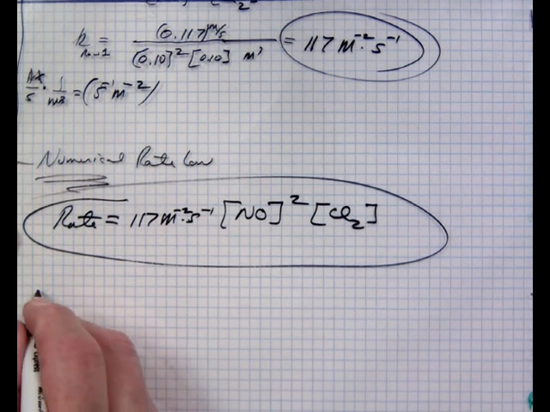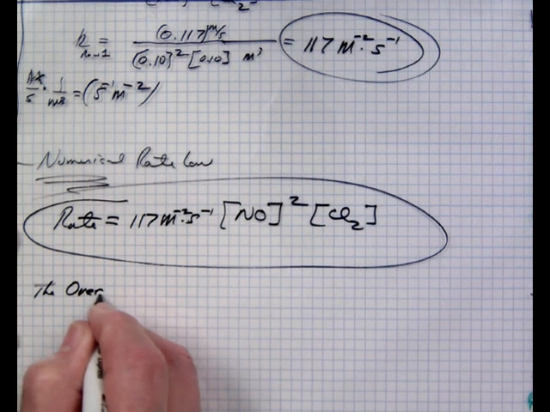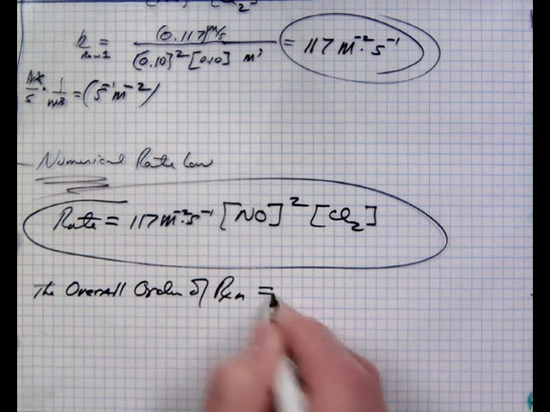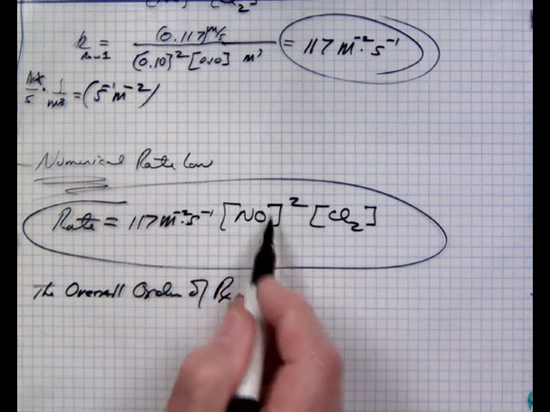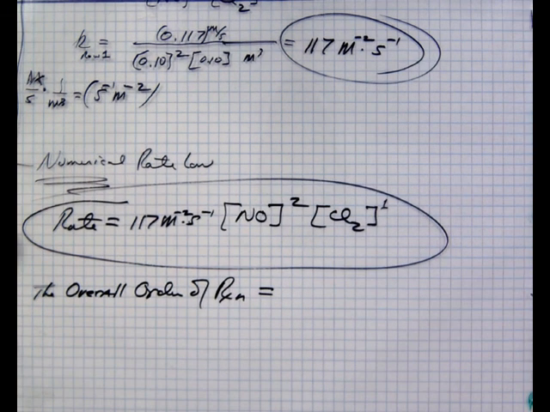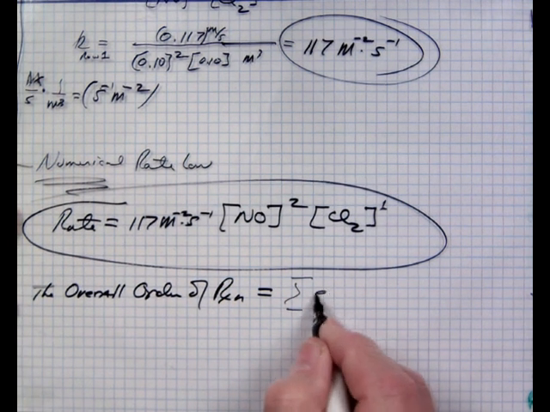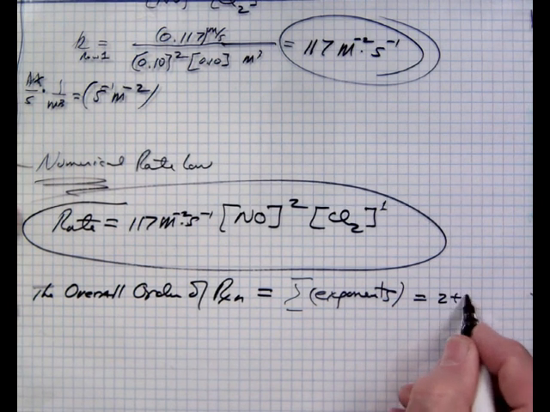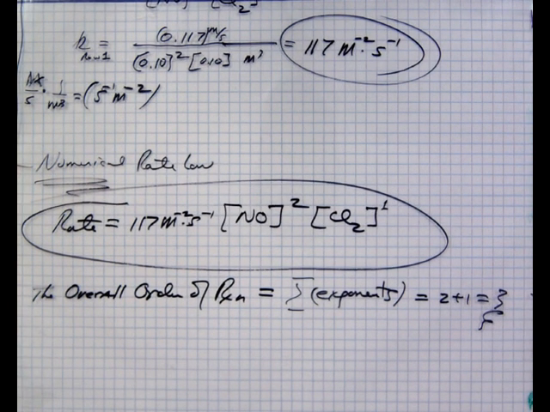Okay, the overall order of reaction. This is the order of reaction for nitrous oxide. This is the order of reaction 1 for chlorine. But what's the equation overall order of reaction? It's the sum of the exponent values, which is simply 2 plus 1, 3. The overall rate, the overall order of that reaction is a third order reaction. Very steep slope when both of them are acting together.